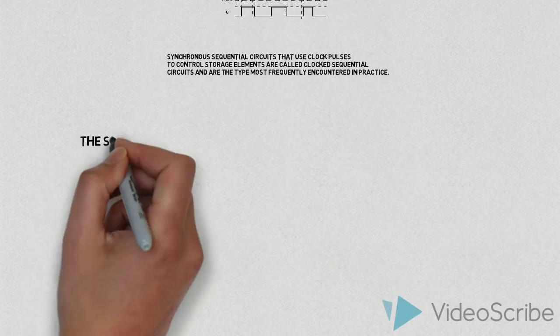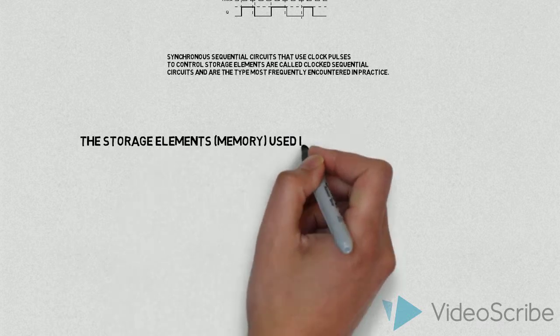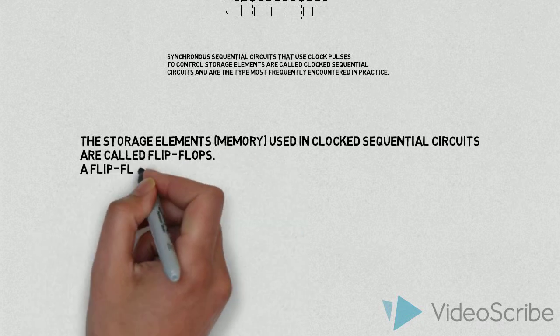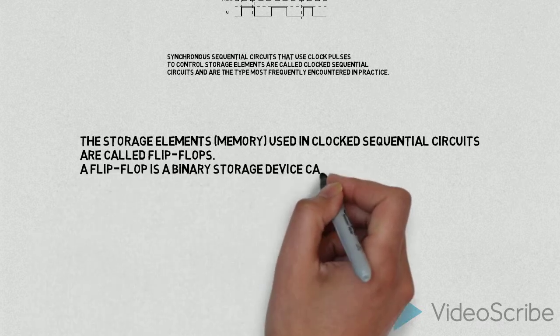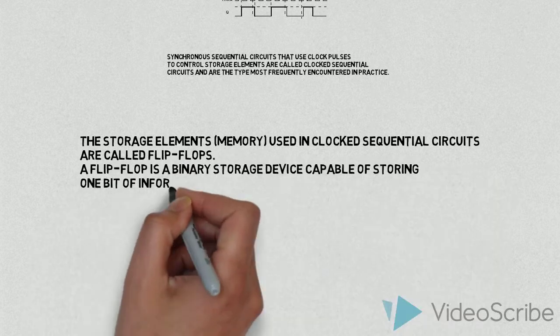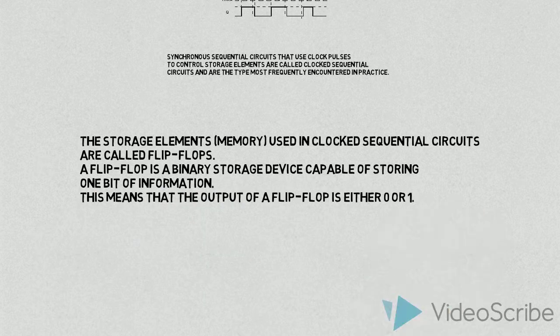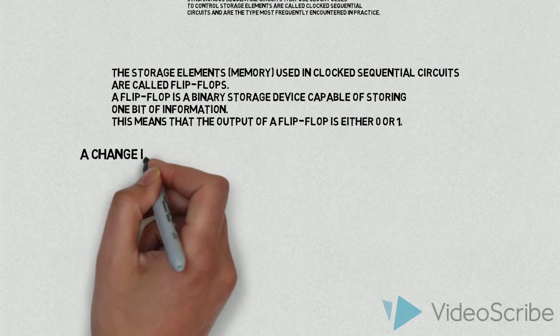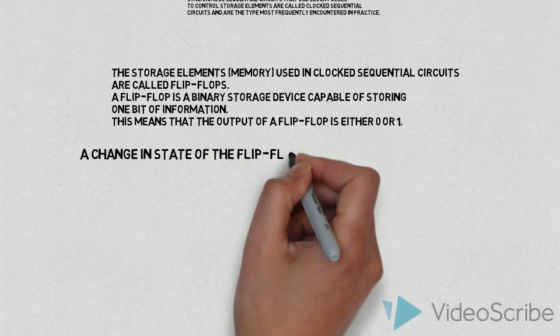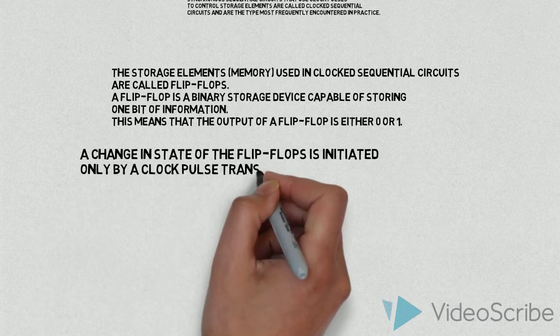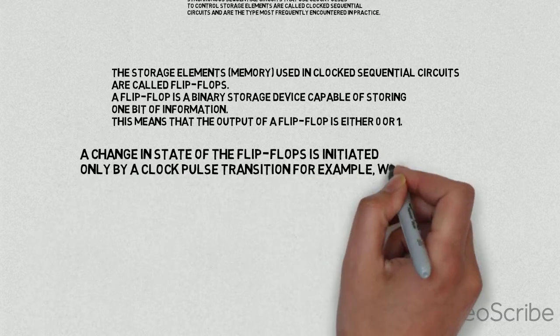The storage elements, or the memory, used in clocked sequential circuits are called flip-flops. A flip-flop is a binary storage device capable of storing one bit of information. This means that the output of a flip-flop is either 0 or 1. A change in the state of the flip-flop is initiated only by a clock pulse transition. For example, when the value of the clock signal changes from 0 to 1.